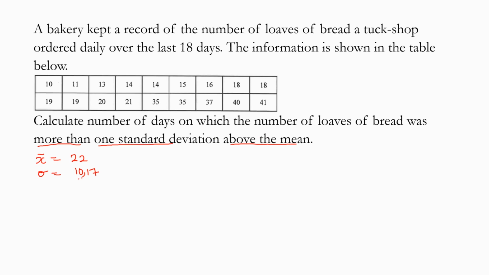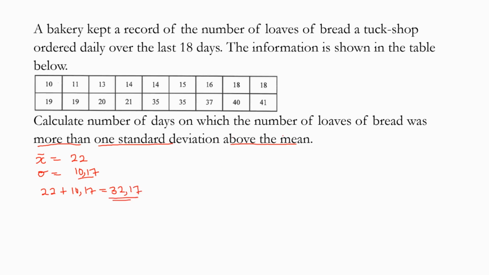So this is one standard deviation. So we say 22, because it says one standard deviation above the mean, 22 plus 10,17, which is 32,17. Right, now let's check.